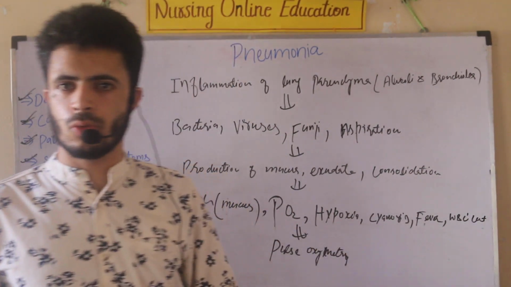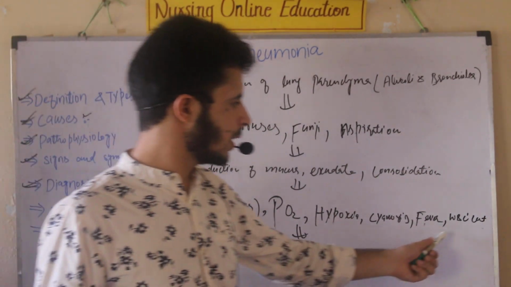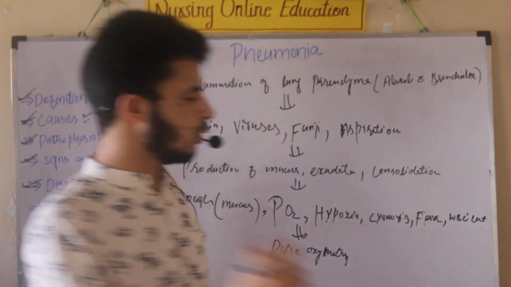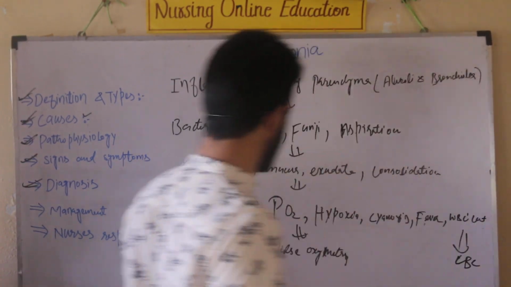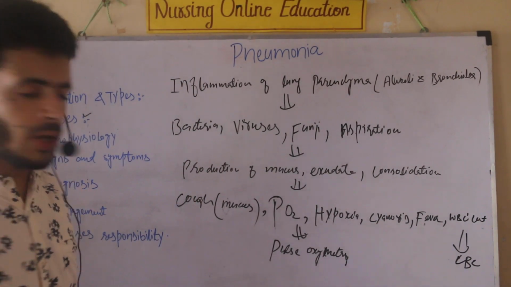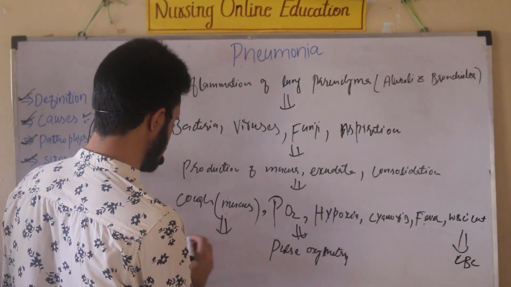Then there will be fever, the body temperature will be increased, and the WBC count will be increased, so we will do CBC also. This is the diagnosis, CBC. Then there will be cough production, so the confirmed diagnosis will be sputum culture.